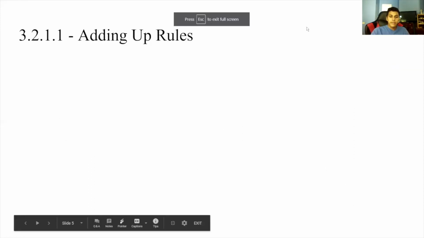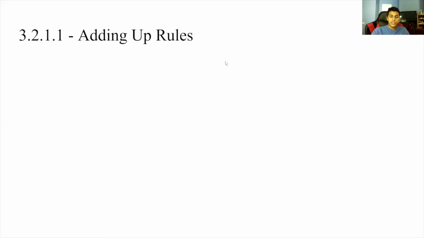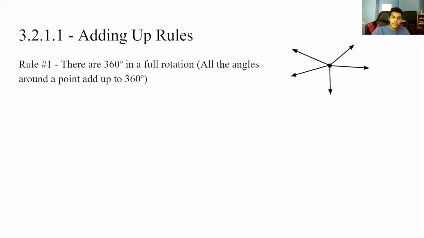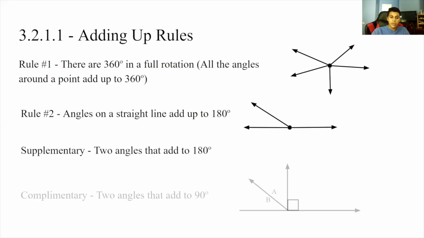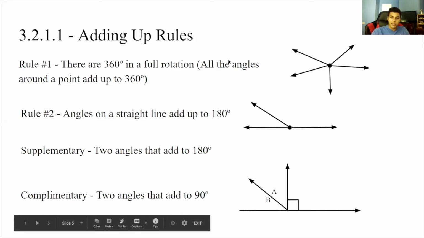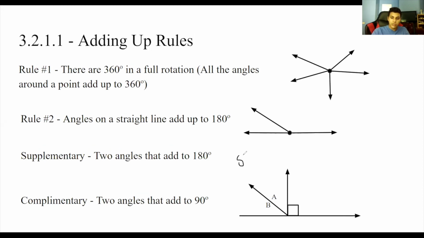All right, just to review what we've learned this lesson, first we started by talking about adding up rules, where we learned that all the angles around a point add up to 360 degrees, angles on a straight line add up to 180 degrees, and then we learned the definitions of supplementary and complementary, which is when angles add up to 180 degrees and 90 degrees respectively. And then we also learned a trick for remembering this, where the S in supplementary can be created into an 8 like this, and the C in complementary can easily be created into a 9 like this to represent the 8 in 180 and the 9 in 90.